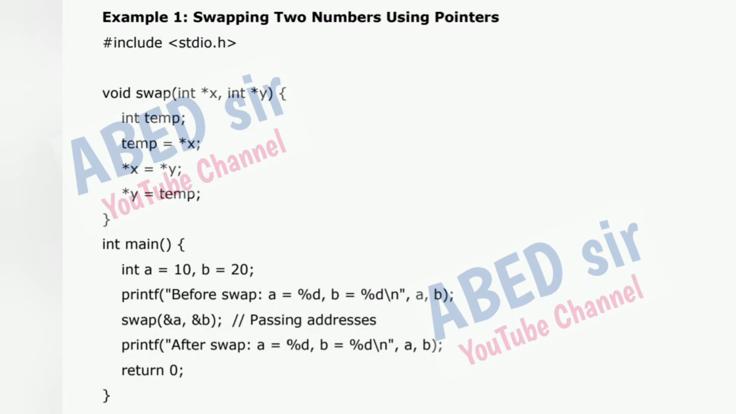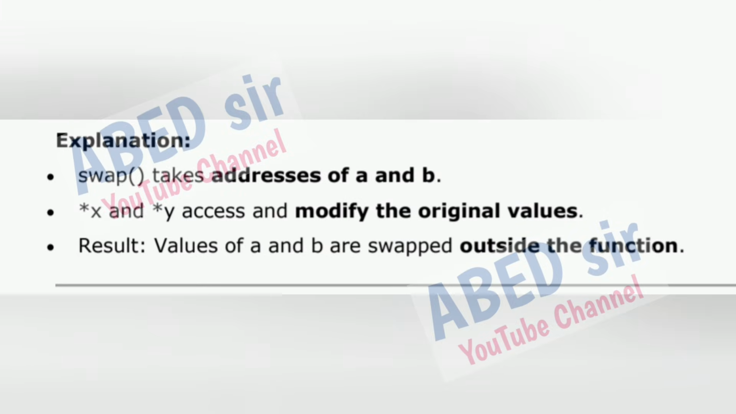return 0; } Explanation. Swap takes addresses of a and b. *x and *y access and modify the original values. Result: values of a and b are swapped outside the function.